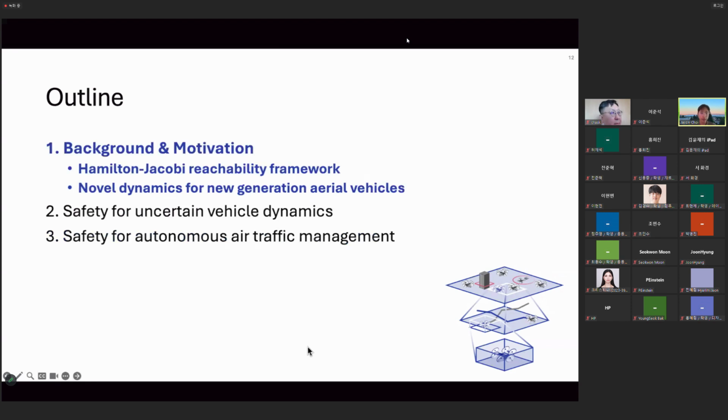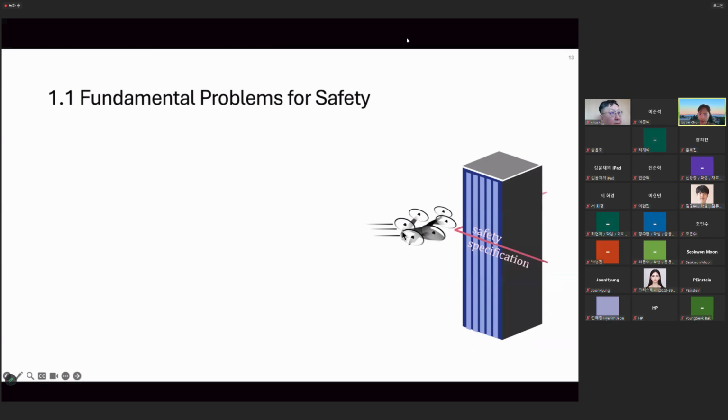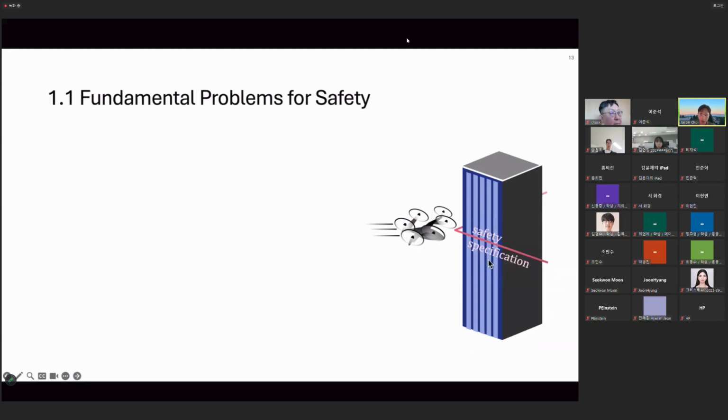So let's go into the background. Now let's formally think about why the safety problem is hard and what problems we want to solve when we want to guarantee safety for such systems. Consider this cartoon diagram here where this air taxi is trying to avoid this building. The safety specification is given as this vehicle having to avoid collision with the building.